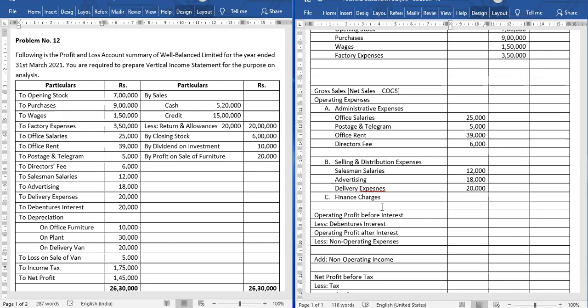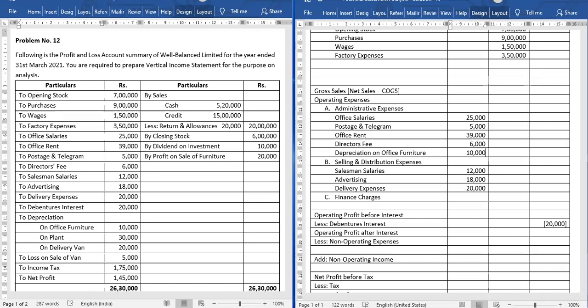Okay, next is debentures interest. Debentures interest is 20,000. Direct outer column, 20,000 less, so we will write 20,000 in brackets. Next is, sorry, depreciation on office furniture. See, depreciation on office furniture means related to admin. So we will write office furniture depreciation in admin. How much? 10,000. Yes.